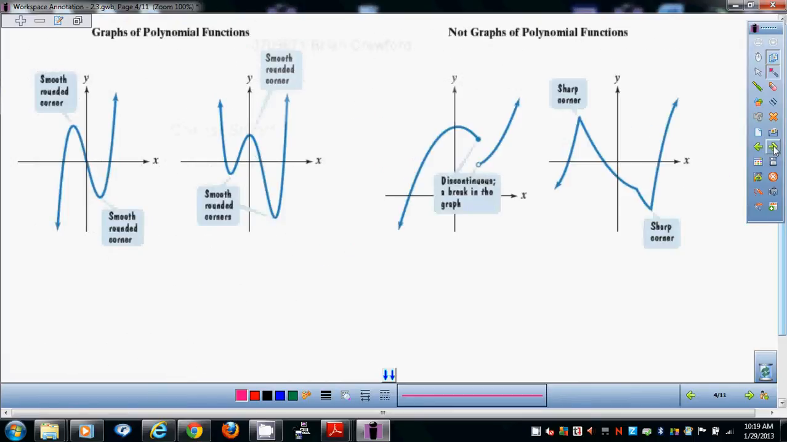Polynomial functions are continuous and flowy. That's why we like them. These are polynomials. Smooth, continuous, no sharp corners. These are not polynomials. Polynomials will not have breaks. Polynomials will not have sharp edges. Absolute value, not a polynomial function. All polynomials are going to look like this. Questions about the difference between those two?